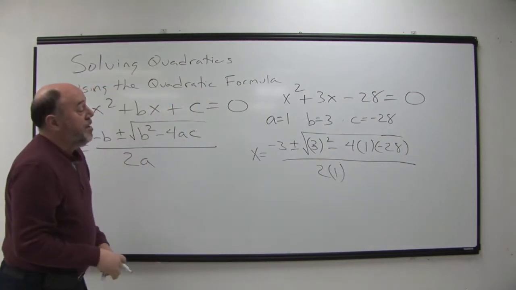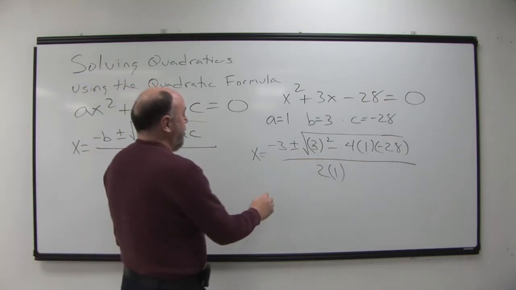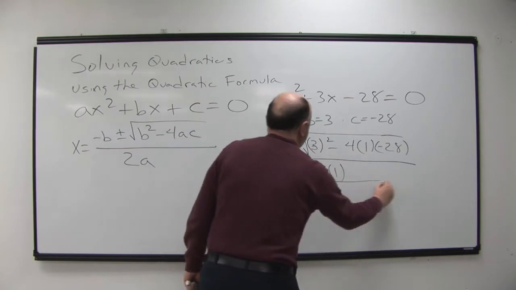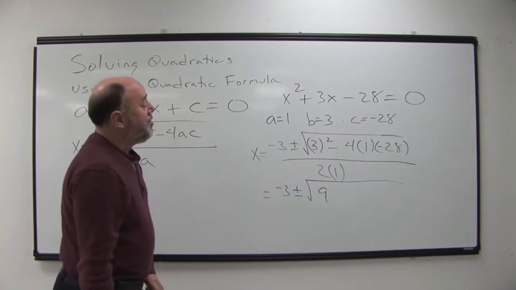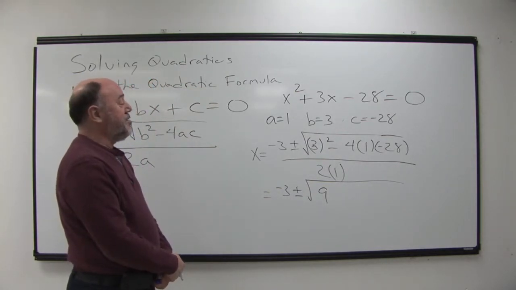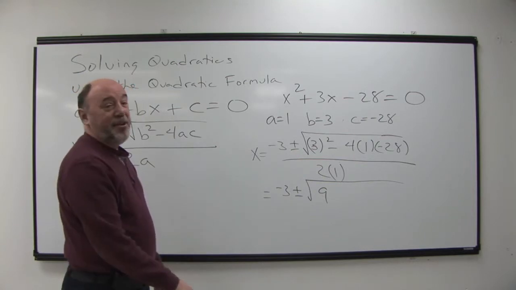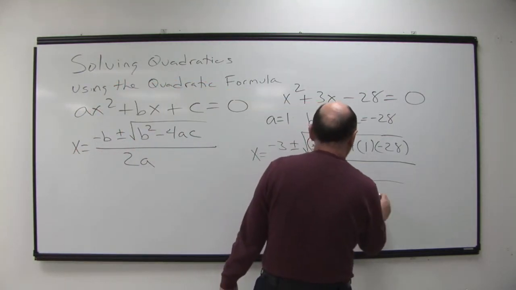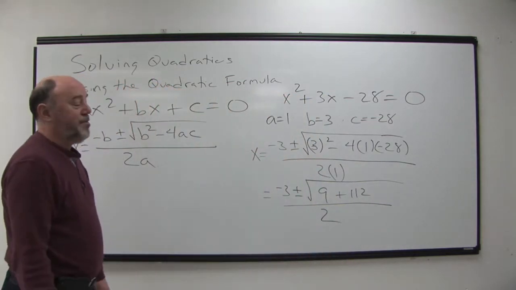Okay. So now the rest of this is number crunching. We go through the steps, and we get minus 3 plus or minus the square root of 3 squared, which is 9, minus 4 times 1 times minus 28. Well, minus 4 times 1 is minus 4. Minus 4 times minus 28 is going to be 112, all over 2 times 1, which is going to be 2.